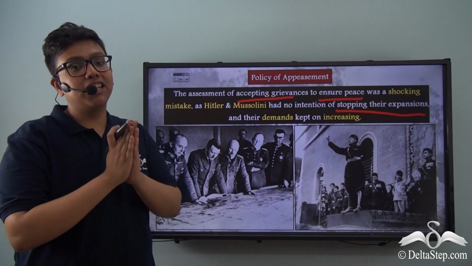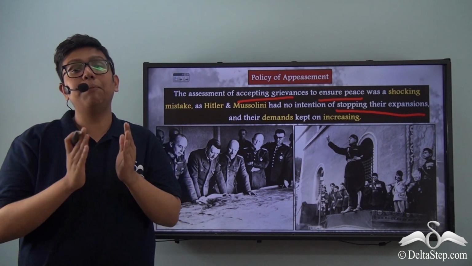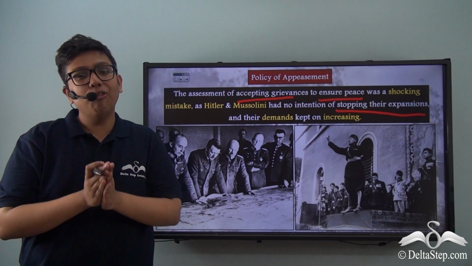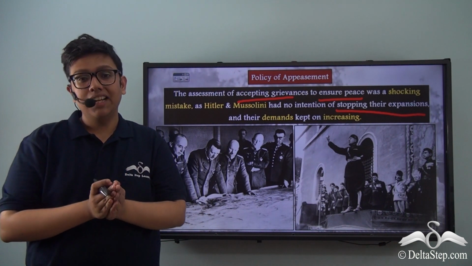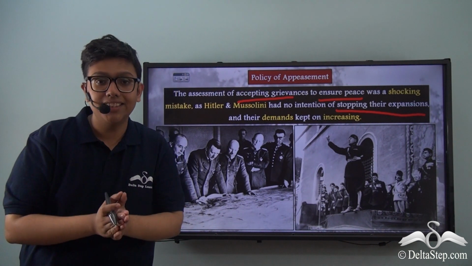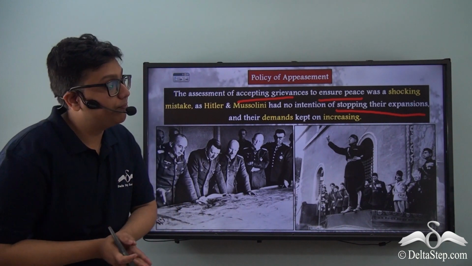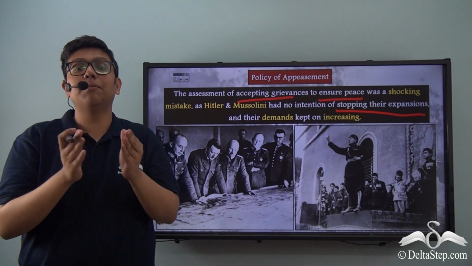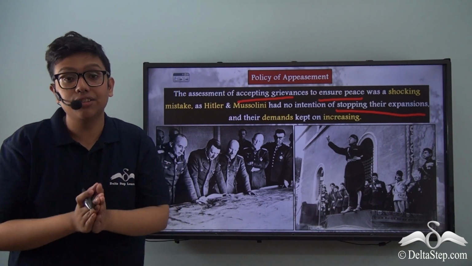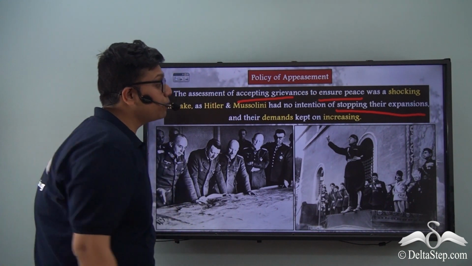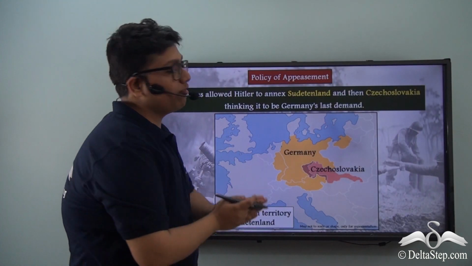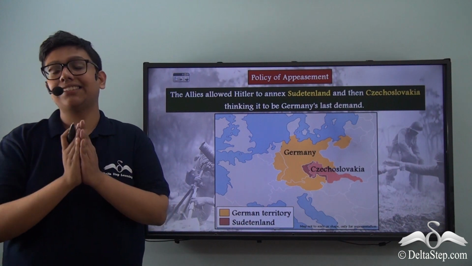Giving or meeting some of their demands was like putting a piece of meat in front of a hungry and untamed lion. What do you think the untamed lion will do? Will it be satisfied with that piece of meat, or will it pounce upon you? That's exactly what happened. The piece of meat or the limited demands did not satisfy these nations, and their demands kept on increasing. Thus, the policy of appeasement was bound to be exploited by the Axis nations.